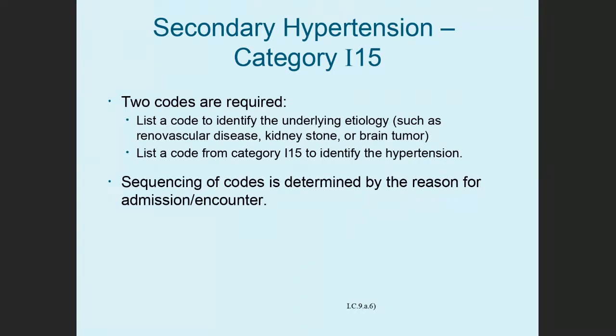And then you have the condition that caused the hypertension. So list a code for the underlying etiology, the renovascular disease, whatever is causing it, and then a code from I-15 to identify that it's causing hypertension. In this case, sequencing will depend on why the patient is being seen at this particular time.